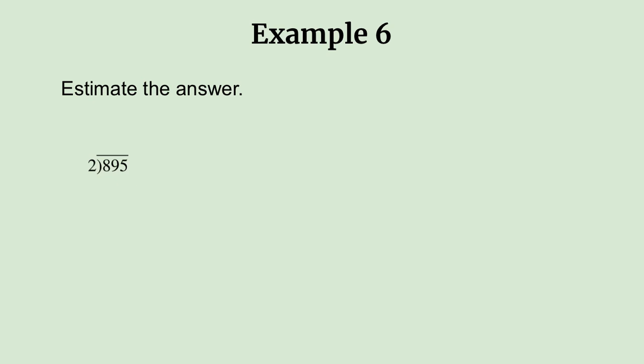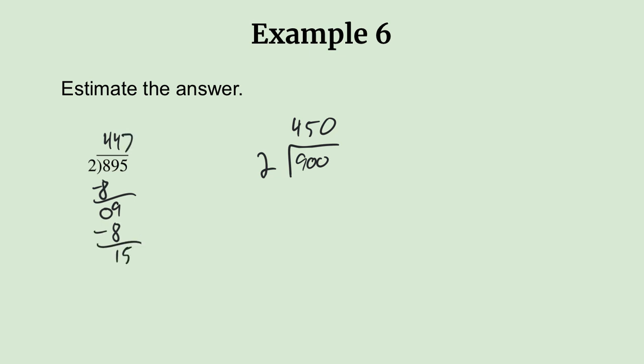On this last one, we're going to round this to 900. So 2 goes into 900 450 times. So we're trying to get an answer around 450. 2 goes into 8 4 times. 4 times 2 is 8. Subtract, we get 0. Bring the 9 down. 2 goes into 9 4 times. 4 times 2 is 8. Subtract, bring the 5 all the way down. 2 goes into 15 7 times. 14, subtract, we get 147 and 1/2.